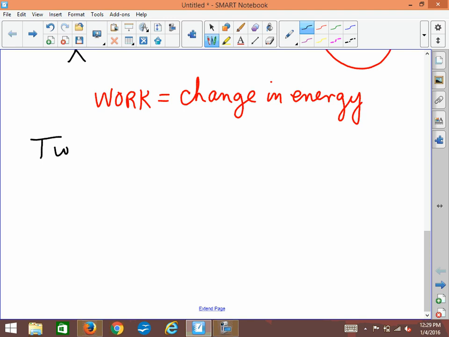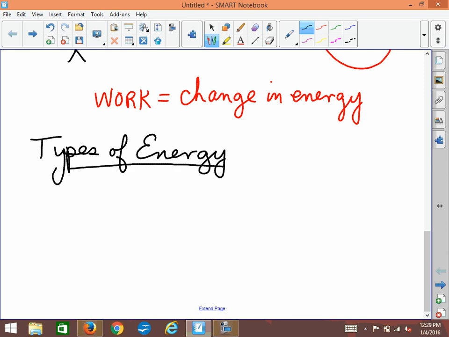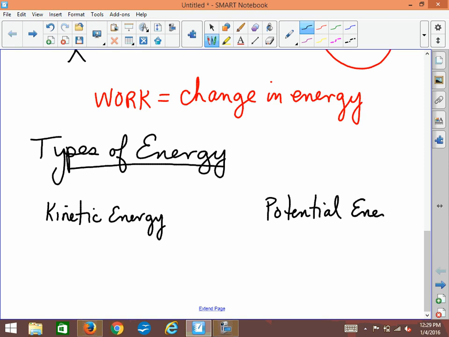So if we look at some of the types of energy that exist, there's a lot of different types. We'll just look at a few examples. There are two main groups, though, and the two main groups are what we call kinetic energy and potential energy. Kinetic energy is basically caused by, or the result of, motion. Anything that is moving has kinetic energy.